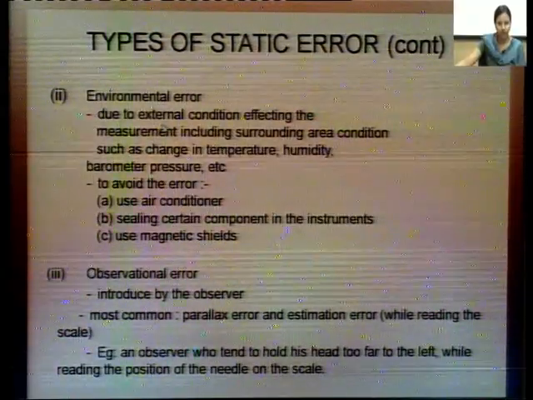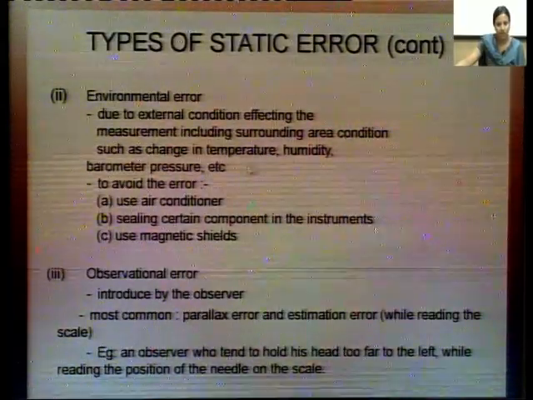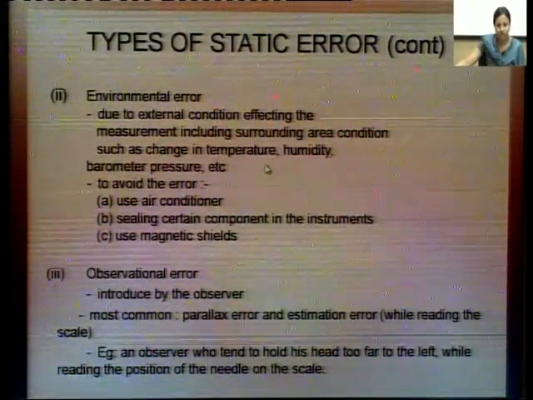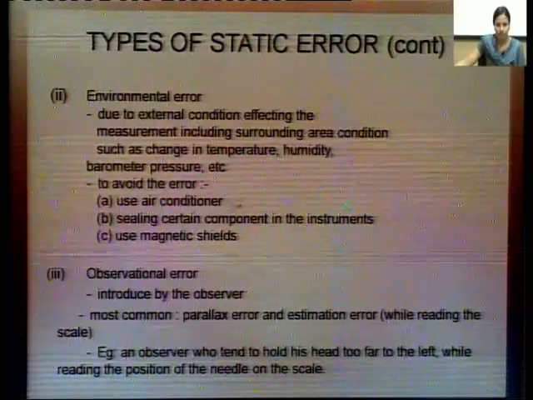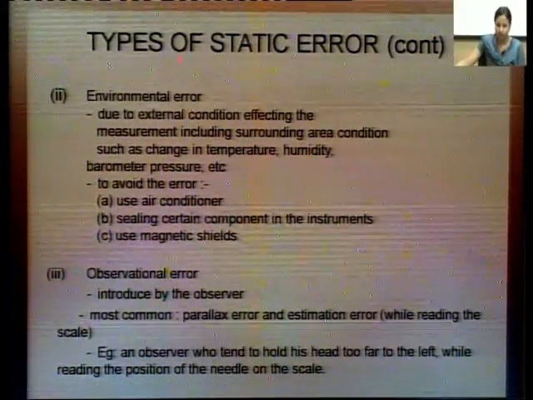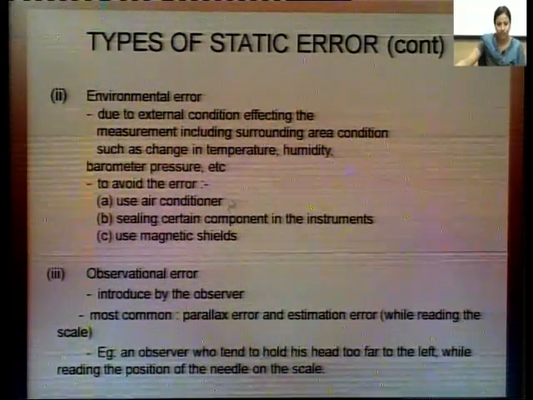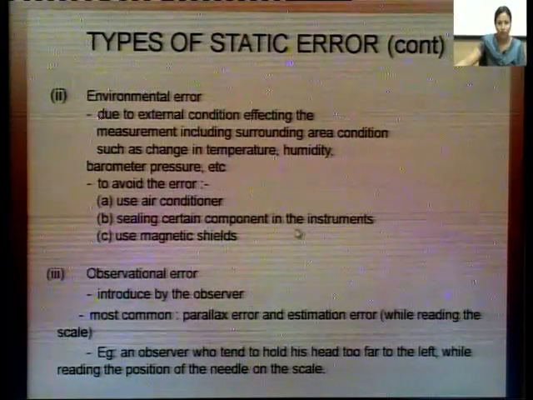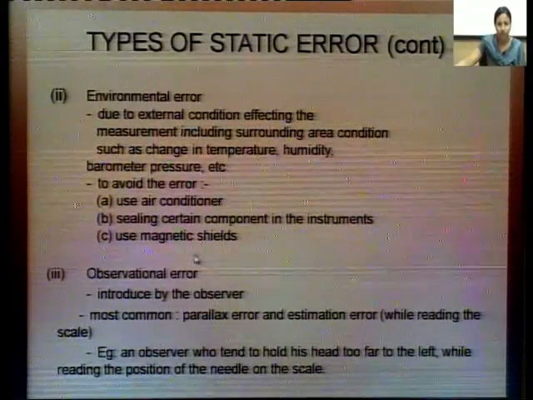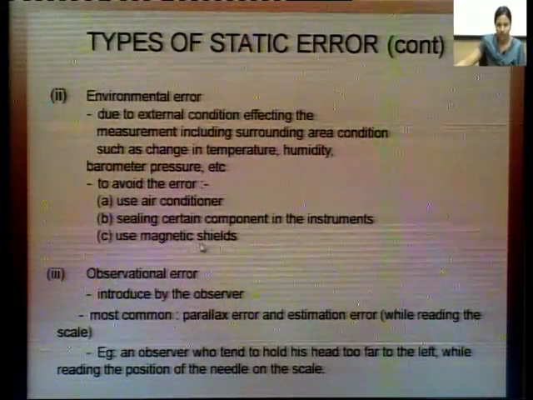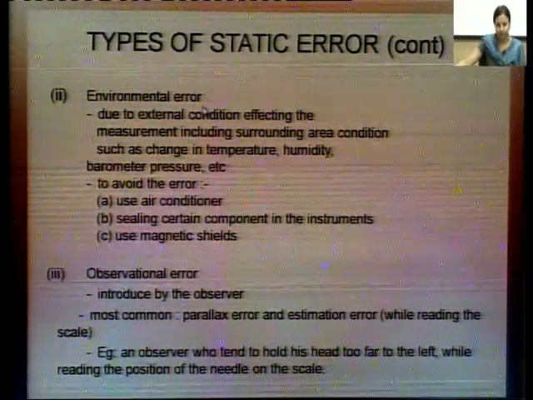Environmental error is due to external conditions affecting the measurement, including surrounding area conditions such as temperature, humidity, magnetic field or barometric pressure, etc. To avoid this error, use an air conditioner because it lessens the humidity. Second, seal certain components in the instrument. Third, use a magnetic shield. So the magnetic field should not affect our system, our instrument. So we can use a magnetic shield to avoid environmental error.